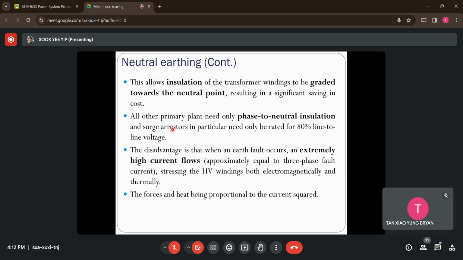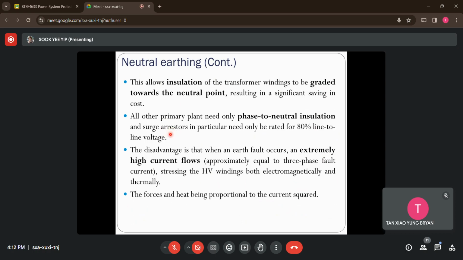And at the same time, the primary plants or components can also be graded according to phase voltage as well. And if a surge arrestor needs to be implemented, I can also use a much lower rating for the surge arrestors, rated at 80% of the line-to-line voltage. So you can see, because I have just connected an additional wire from the neutral point to the ground, I can save money on the components in terms of insulation as well as on protective devices like the arresters.